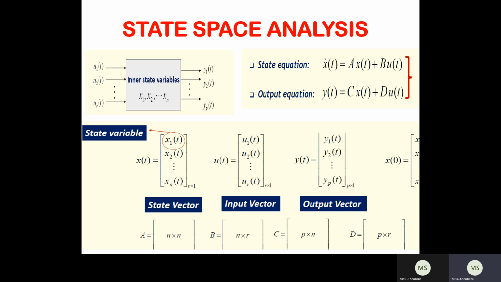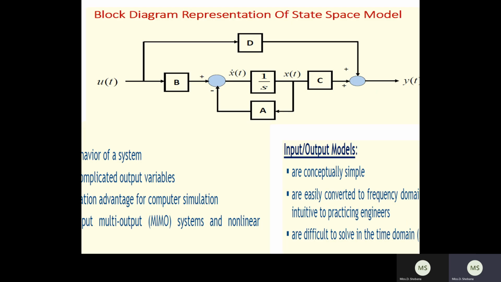The state vector, input vector, and output vector will be transformed. So the state space analysis consists of the state equation, output equation, state model and output model. The output model and the state model are always written in terms of matrix form.